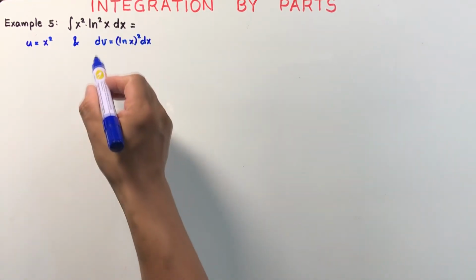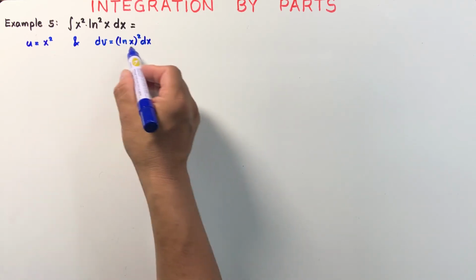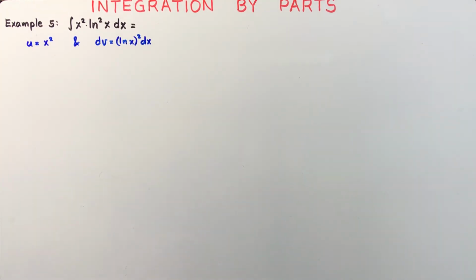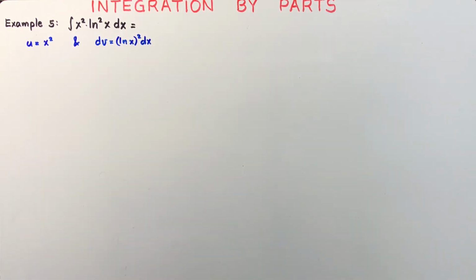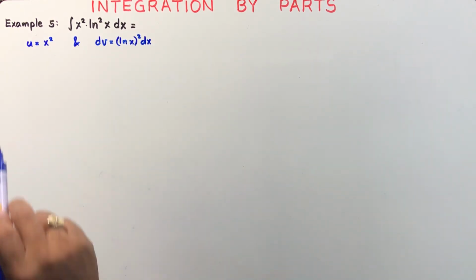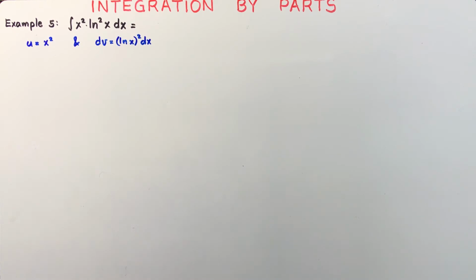However, solving for v by integrating both sides of the equation is a problem here because we don't know how to integrate this ln x quantity squared. We know how to differentiate this one, but we don't know as of this time how to integrate a logarithmic function. So this is a signal that we might have chosen a wrong u and a wrong dv here. So what we will do is to switch these two functions.